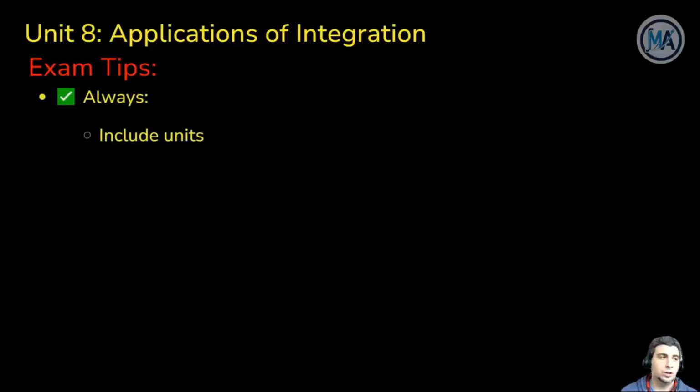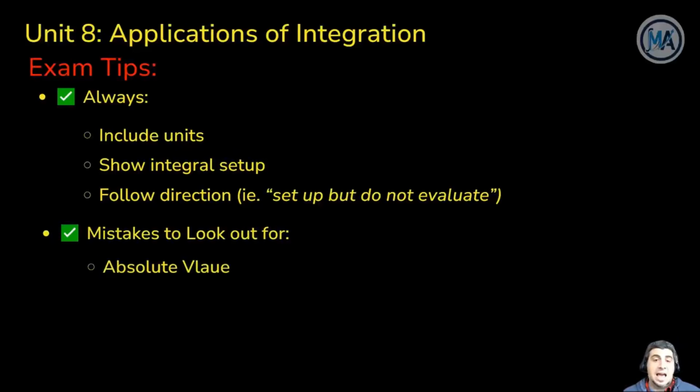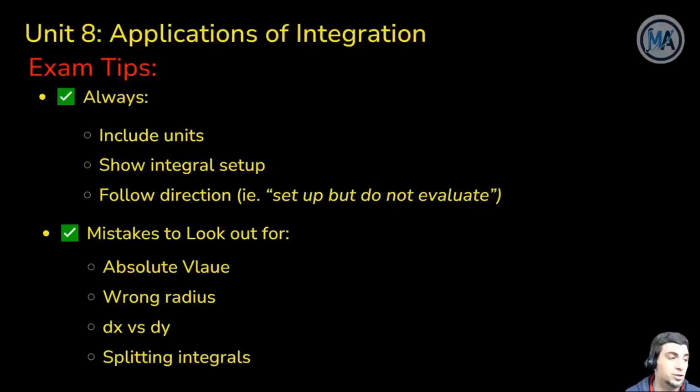Always, always, always include units on your answers if there is a context. Make sure you show the integral setup, even if you are allowed to use Desmos, and make sure you follow the directions carefully. If it says set up but do not evaluate, set it up, but don't waste time trying to evaluate the integral. A couple common mistakes to look out for are forgetting the absolute value when you're asked to find the total distance traveled of an object. Also, look out for using the wrong radius on volume problems. Another thing is mixing up with respect to x or with respect to y. Make sure you understand how to split integrals appropriately.